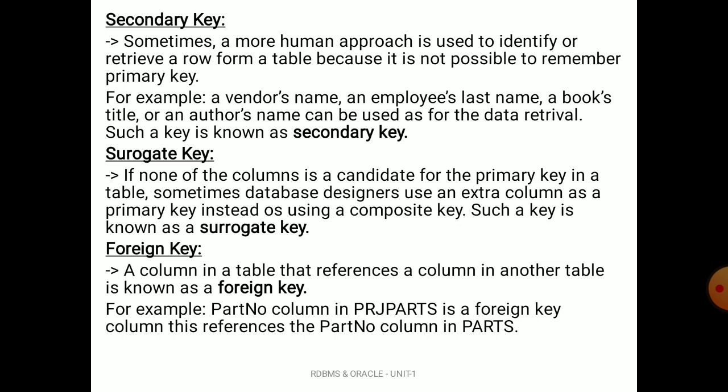Next one, surrogate key. If none of the columns is a candidate for the primary key in a table, sometimes database designers use an extra column as a primary key instead of using a composite key. Such a key is known as a surrogate key.